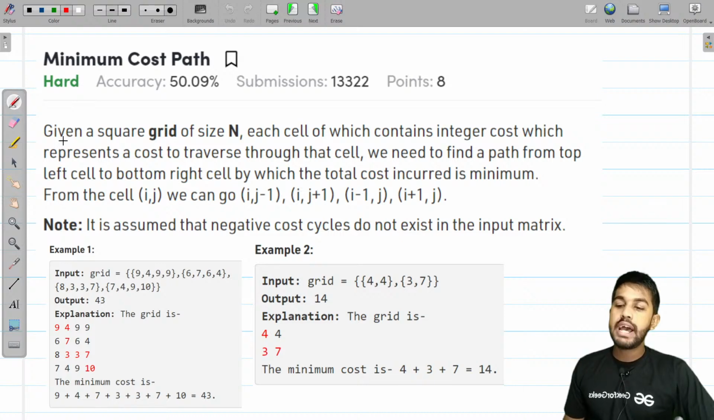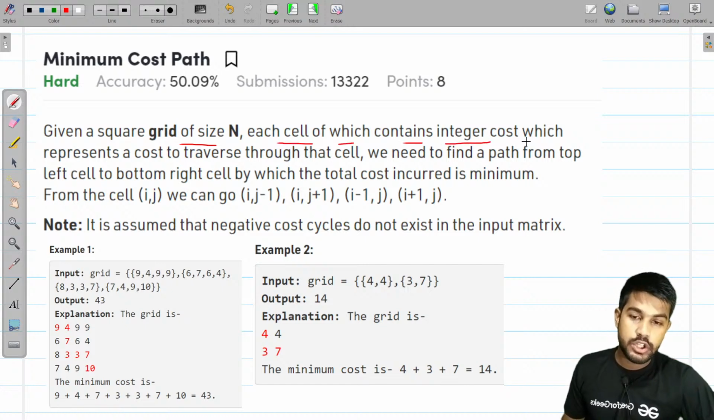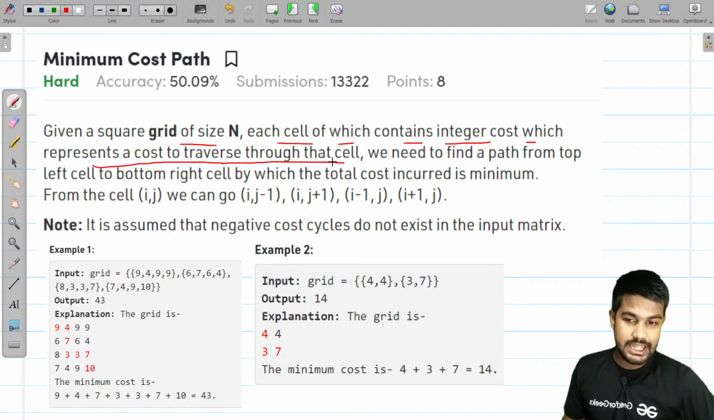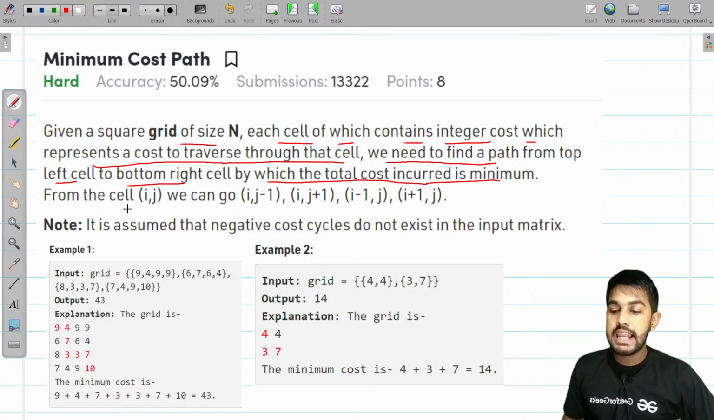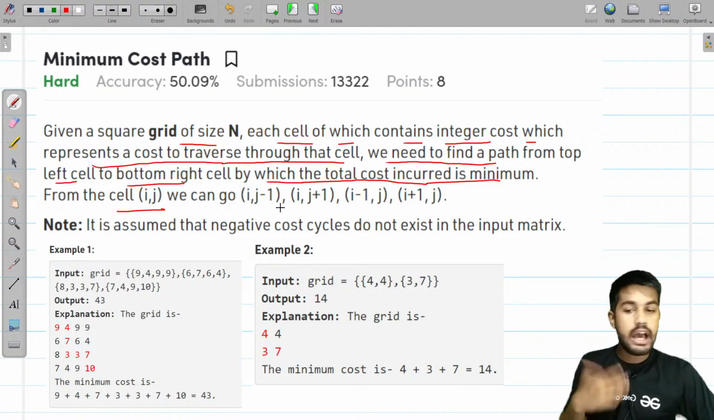So we are given a square grid of size n, each cell of which contains an integer cost which represents the cost to traverse through the cell. We need to find a path from the top left cell to the bottom right cell by which the total cost incurred is minimum. From the cell (i, j), we can go in this side, this side, this side, and this side. I will tell you how it works in all four directions.